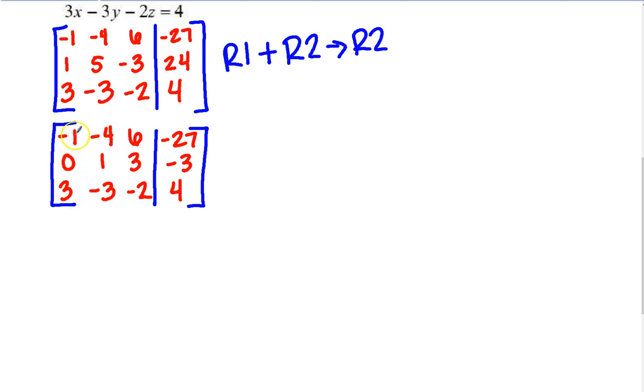Well, I can't just add these things together because -1 plus 3 is not going to give me a 0. So what's the opposite of +3? It would be -3. I need to make this a -3. How do I do that? Oh, well, I just multiply it by 3, right? So I'm going to do 3 times row 1. I'm going to add it to this guy here, which is row 3. And since I want my 0 down here, I'm going to put it in row 3.